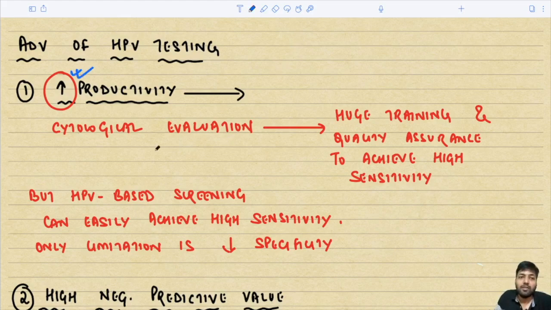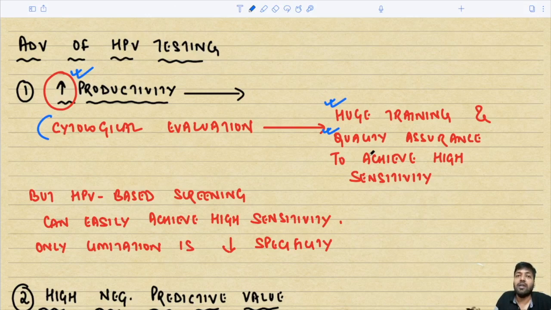What do you mean by this? So normally whatever cytological evaluation we are doing, it requires huge training. So some trained individual is required to take the pap smear, to take the sample from the females. Okay, then you have to have a quality assurance program in place, so as to standardize all the process that is taking place. And again, very importantly, you need to be trained for identifying the abnormalities.